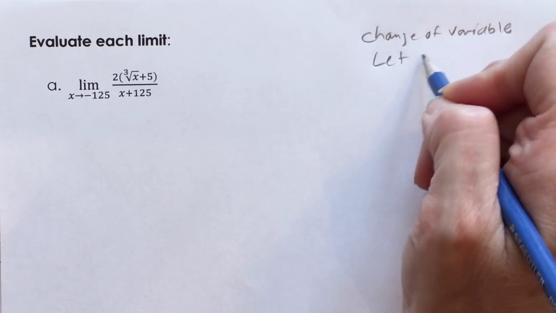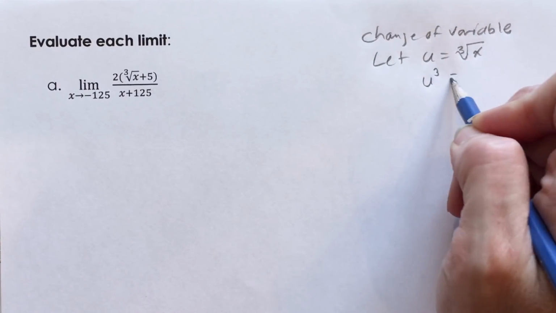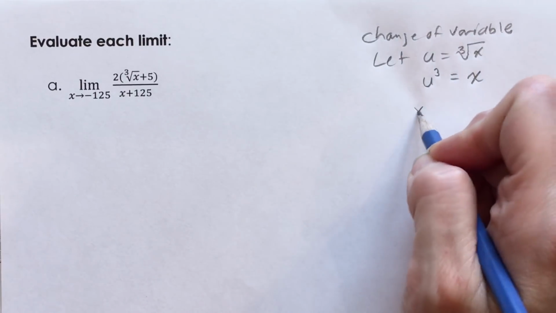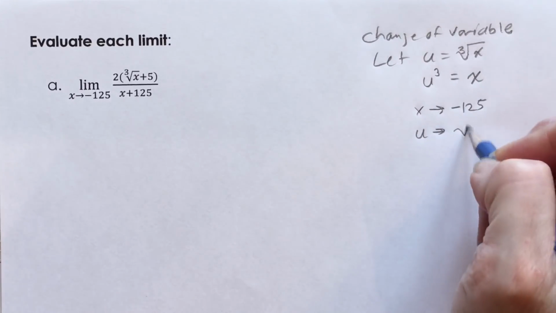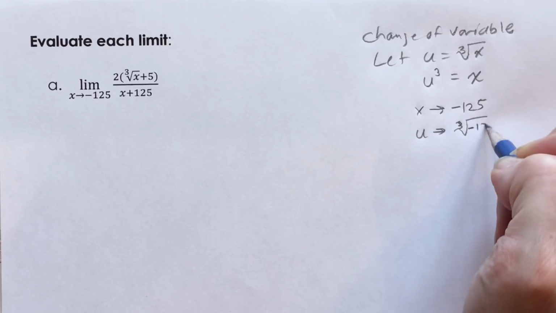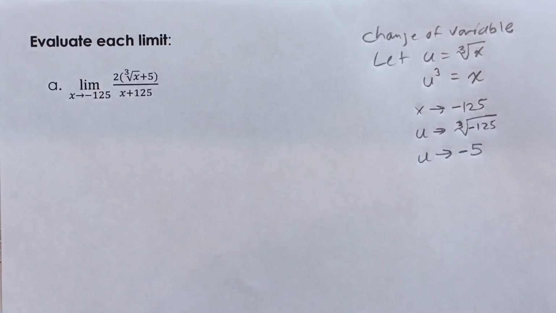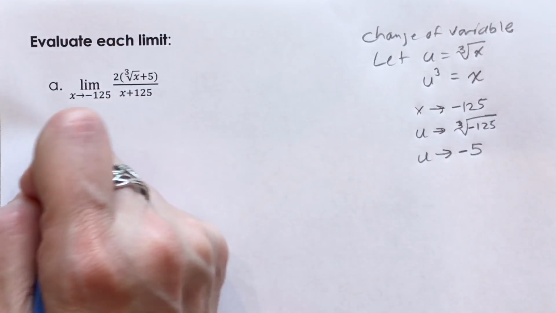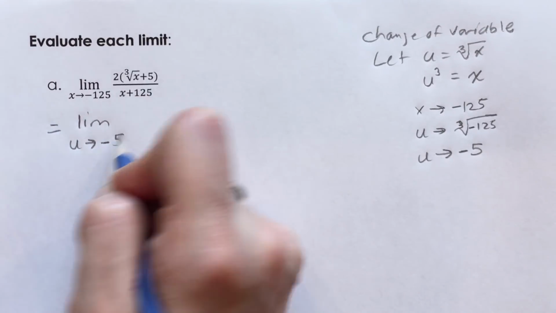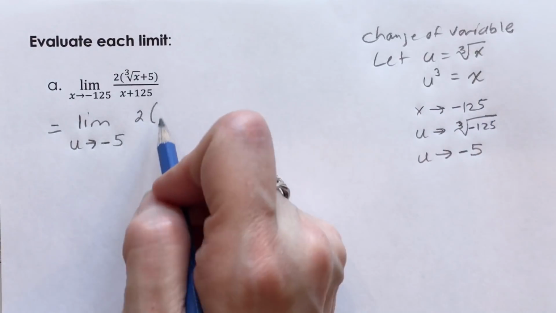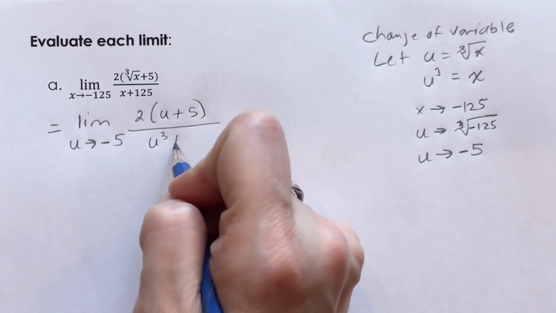So we're going to let u equal the cube root of x. If we cubed both sides, we'll get u cubed equals x. And as x approaches negative 125, u will approach the third root of negative 125, which is negative 5. So now we can change over the limit so it's completely in terms of u. It's going to be u plus 5, and x is u cubed plus 125.